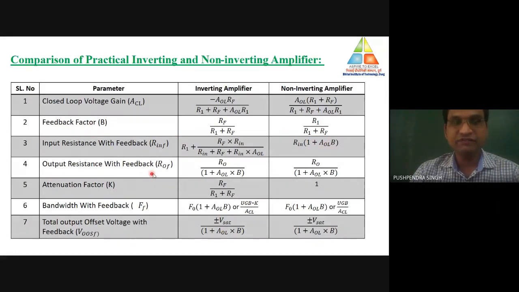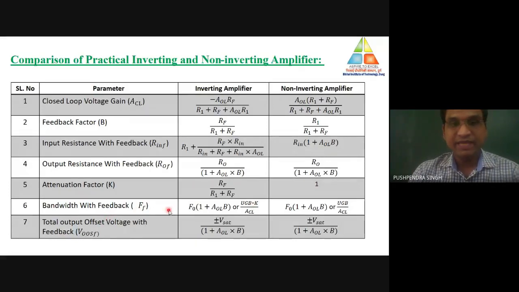Now output resistance with feedback, in case of inverting and non-inverting amplifier, in both the conditions, the formula for output resistance with feedback is same, R0 divided by 1 plus A_OL into B. Attenuation factor, which is noted as K, in case of inverting amplifier, it is RF divided by R1 plus RF, but in case of non-inverting, it is 1. It is required when we are going to calculate the bandwidth with feedback.